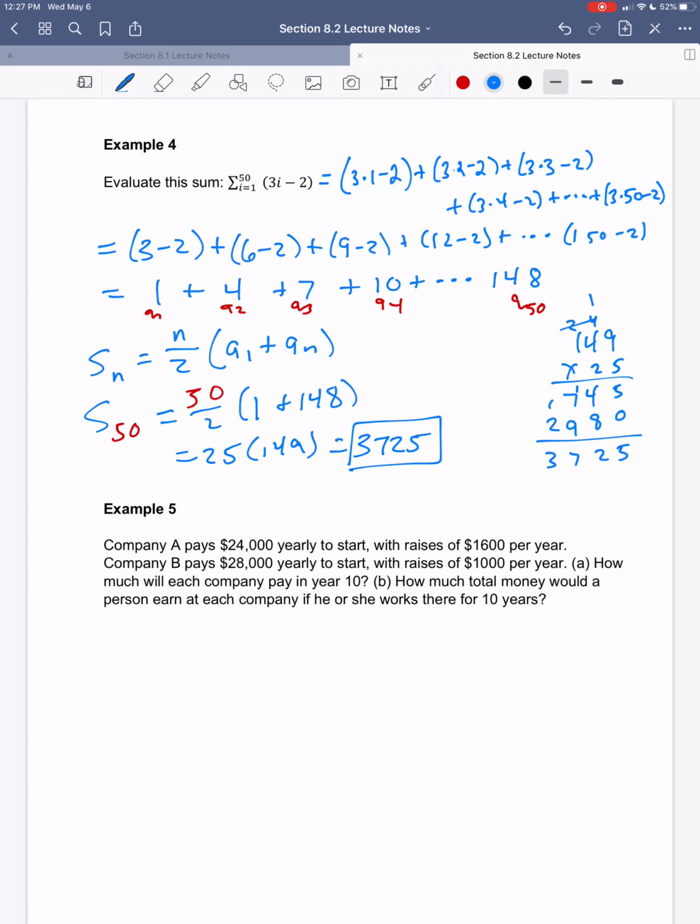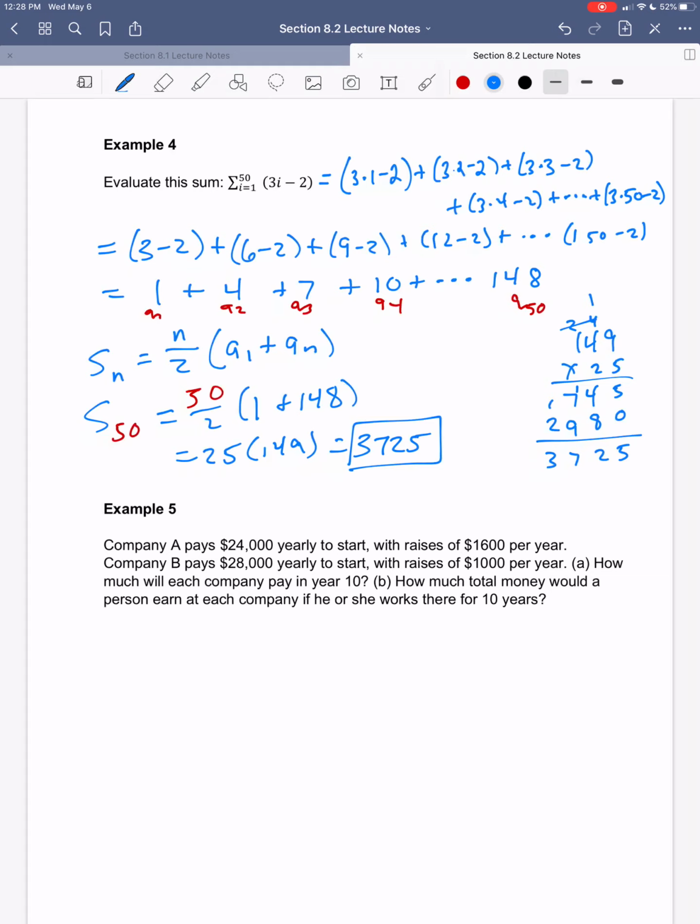So finally, here, example 5. Company A pays $24,000 yearly to start with raises of $1,600 per year. Company B, you start out making more, $28,000 a year, but you only get raises of $1,000 per year. So how much will each company pay in year 10? How much total money would a person earn at each company if he or she works there for 10 years?